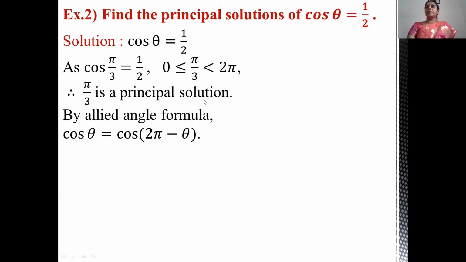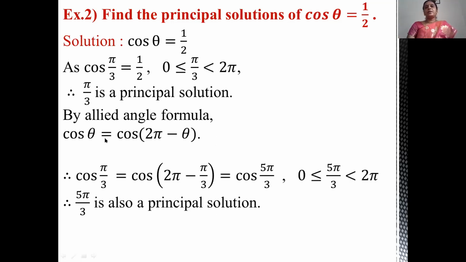Our aim is, if we find the first solution, then to find the second solution. And to find the second solution, we have to go to the allied angle table. From that allied angle table, you pick up the formula cos theta is equal to cos 2 pi minus theta. In this formula, you put the value of theta as pi by 3, which we have got as our first solution. After putting in theta as pi by 3, you get cos pi by 3 is equal to cos 2 pi minus pi by 3. And after simplification, this will be cos 5 pi by 3.